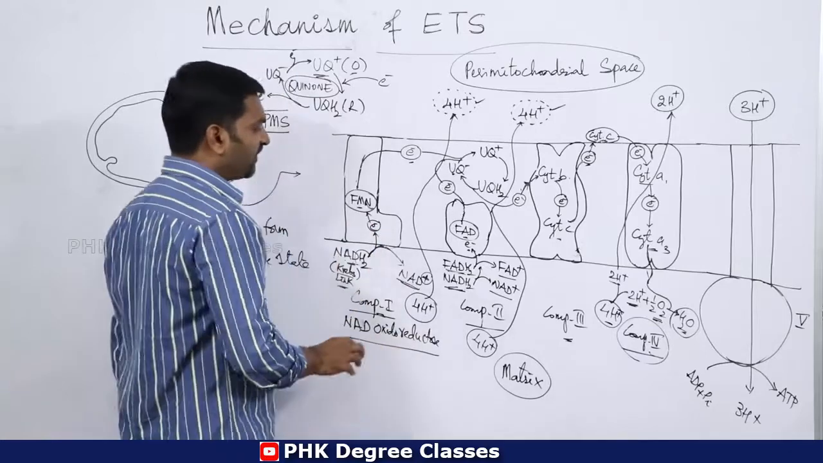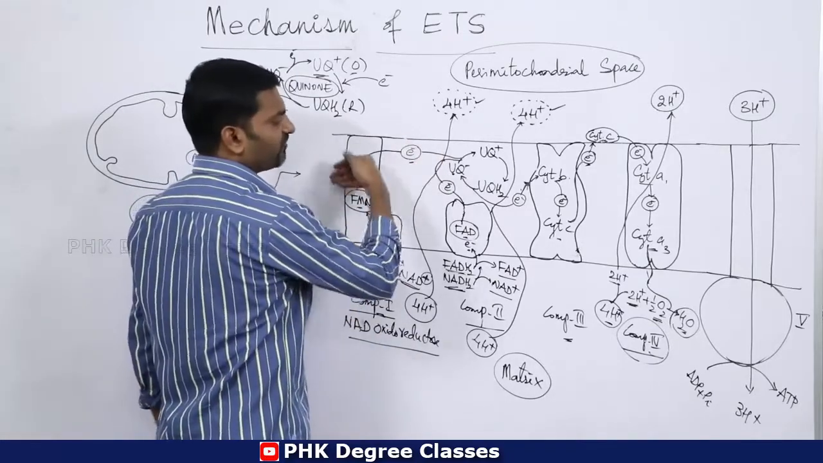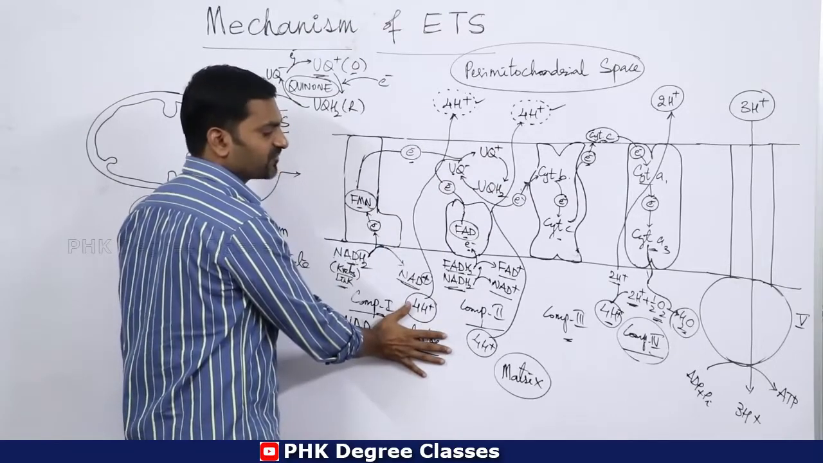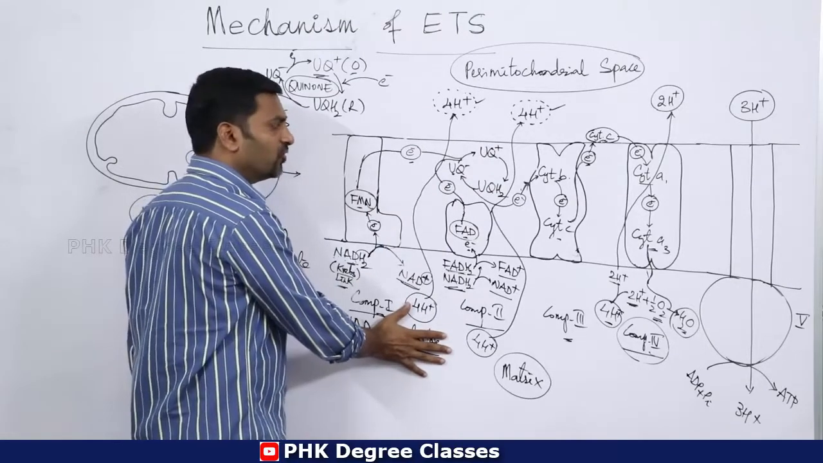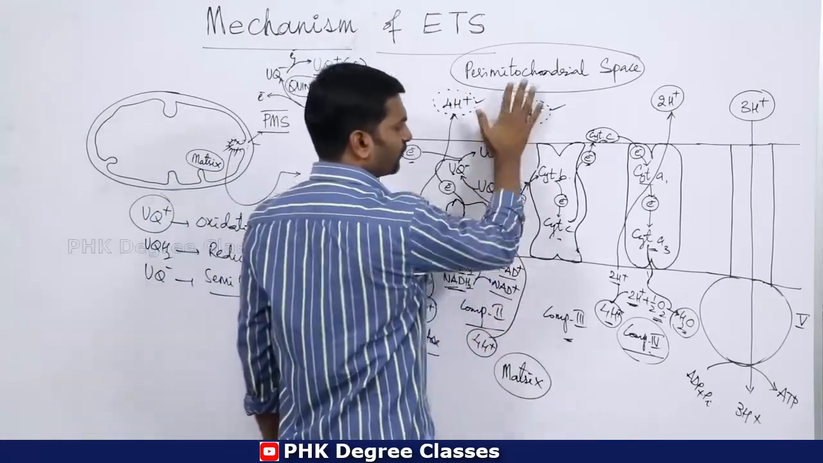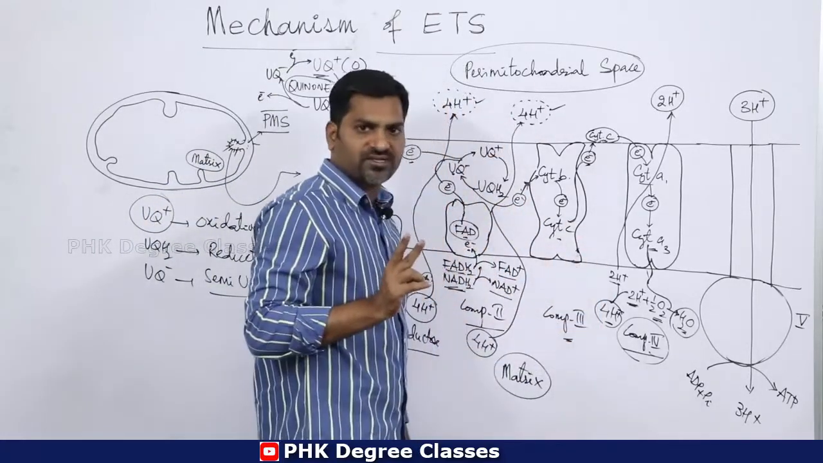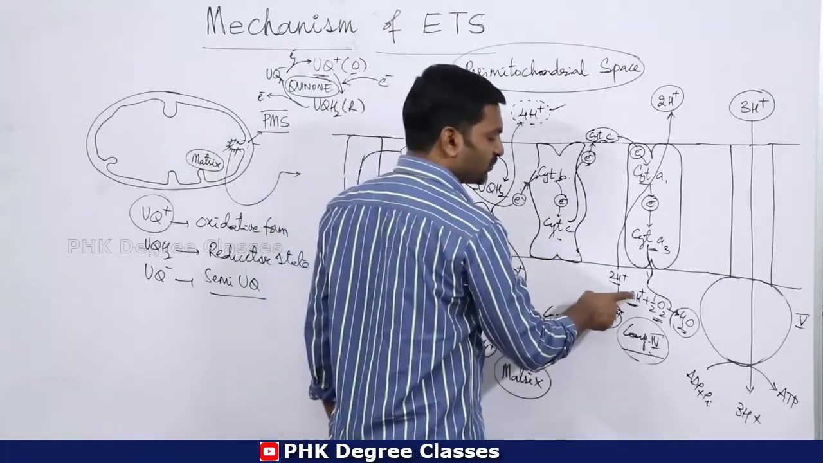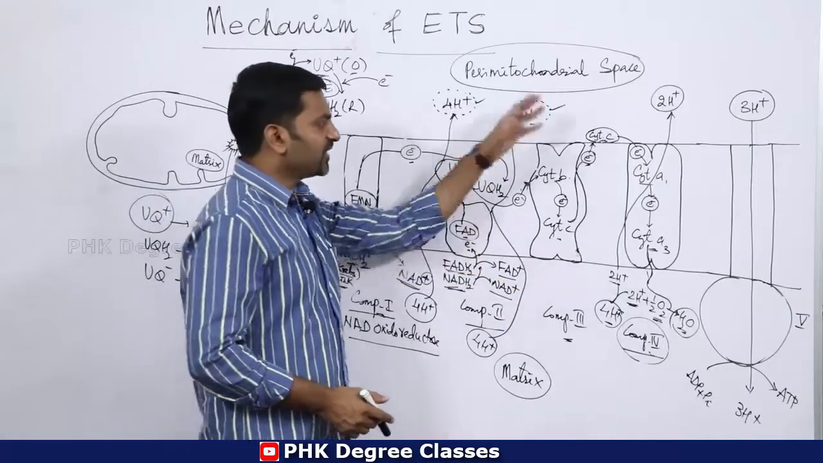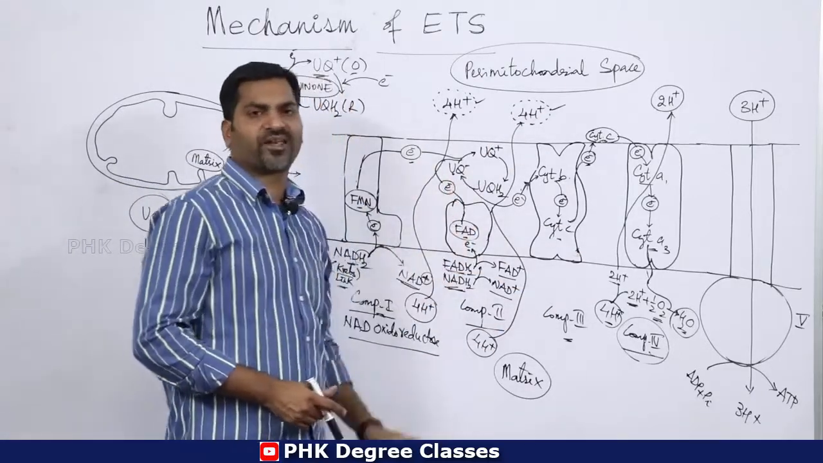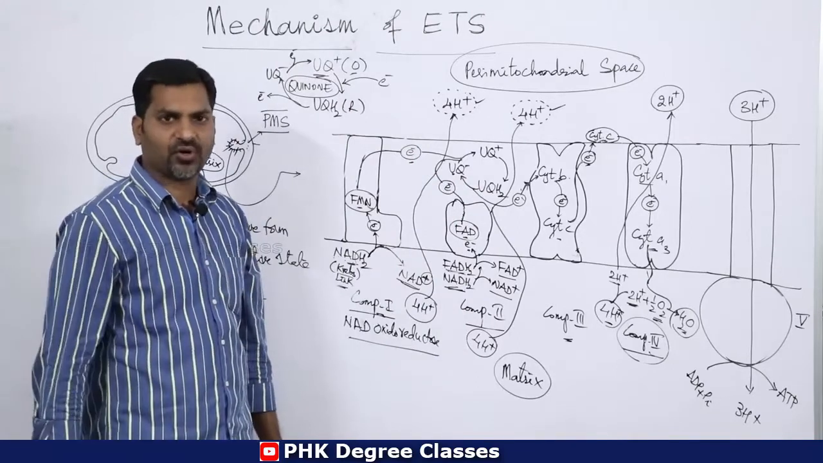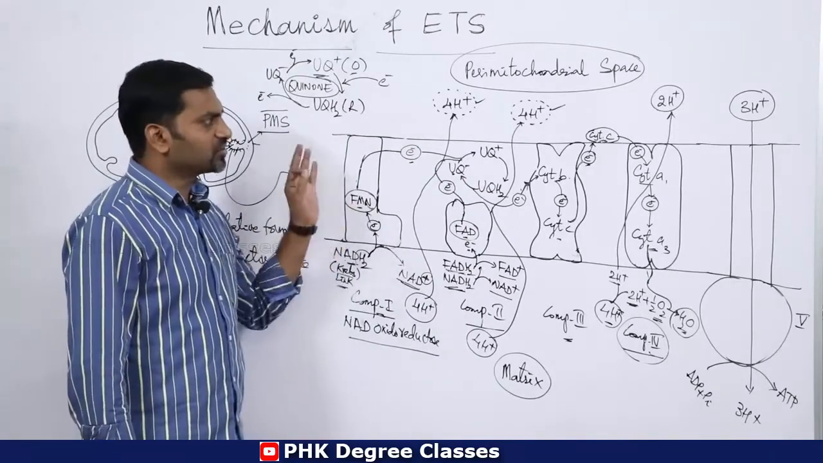Clear? So whenever electrons move from one complex to another complex, 4 protons of the matrix move towards the perimitochondrial space. 4 protons, but here 2 protons. Why 2 protons? 2 protons get utilized in the formation of water. Clear? So this is about the complete movement of electrons in the electron transport system, or you can say cristae. So this is about today's session.